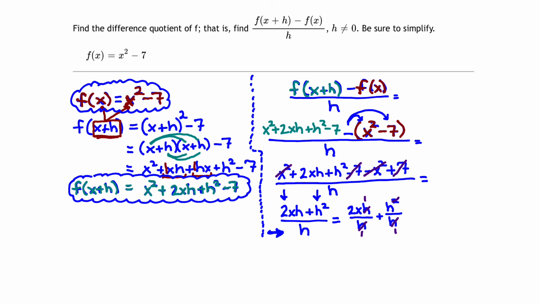If I have two h's in the numerator, I will cancel one of them with the denominator. Where does that leave us? Well, it leaves us with 2x times 1, or 2x, and h divided by 1, or just h. Therefore, our difference quotient can be simplified all the way down to 2x plus h.